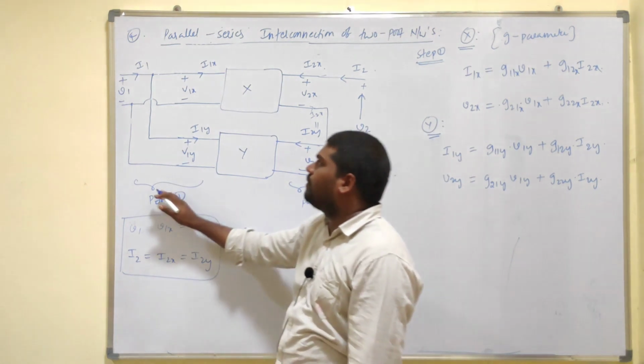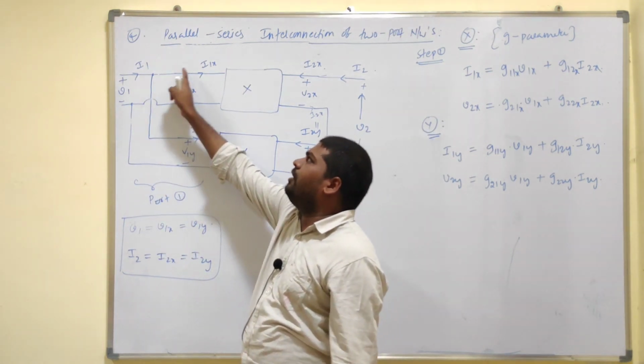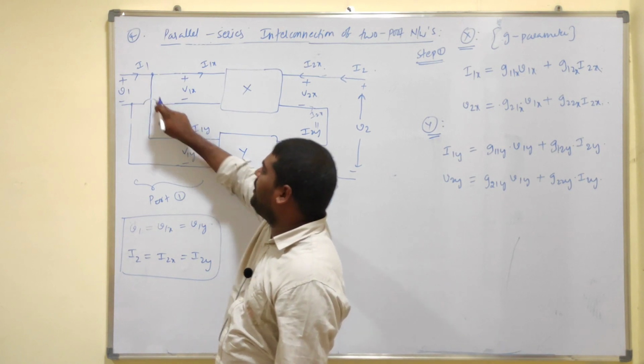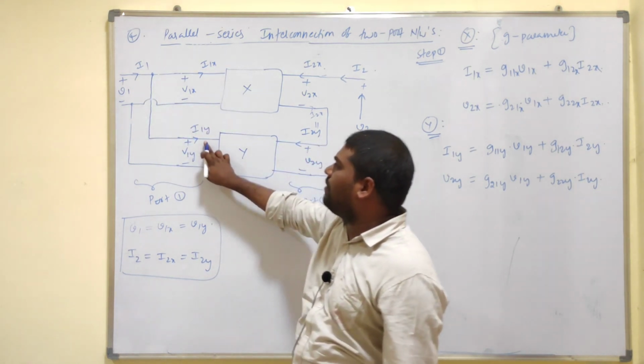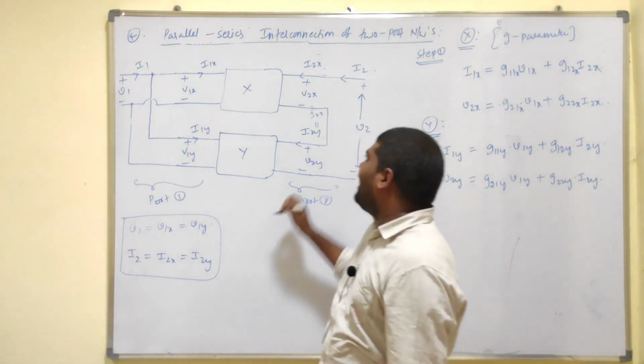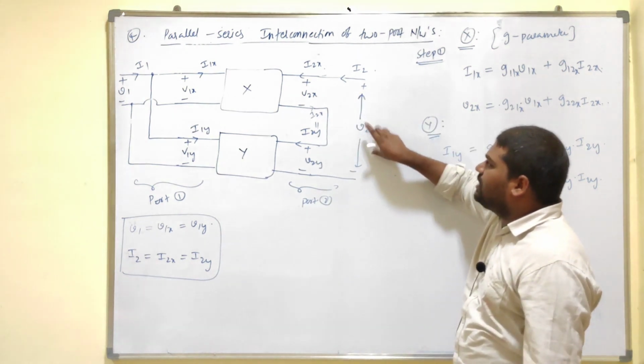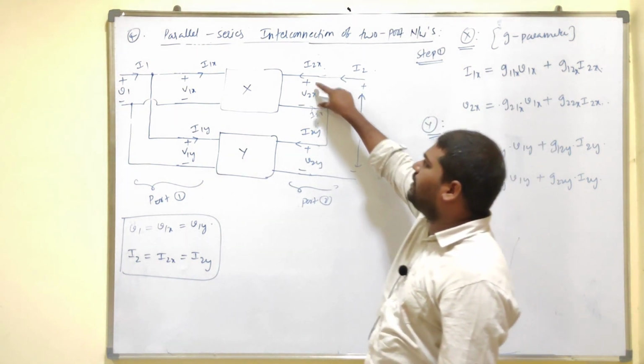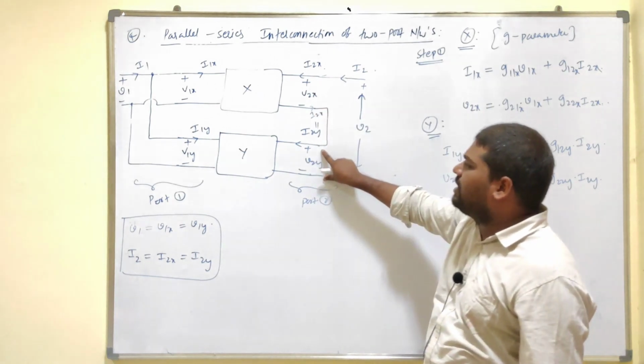From port 1, the current can be divided into two parts. One is from this node. This I1 current can be divided into two parts, one is I1x, the other one is I1y. And from this port 2, this V2 can be divided into two parts, one is V2x and another one is V2y.